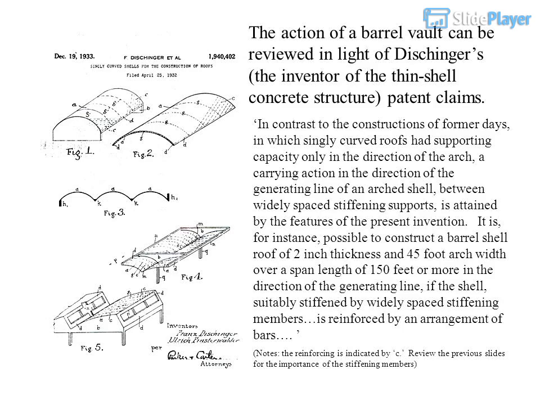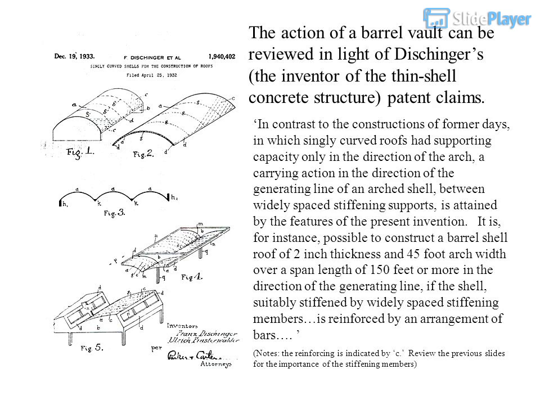The action of a barrel vault can be reviewed in light of Dischinger's, the inventor of the thin shell concrete structure, patent claims. In contrast to the constructions of former days, in which singly curved roofs had supporting capacity only in the direction of the arch, a carrying action in the direction of the generating line of an arched shell, between widely spaced stiffening supports, is attained by the features of the present invention.